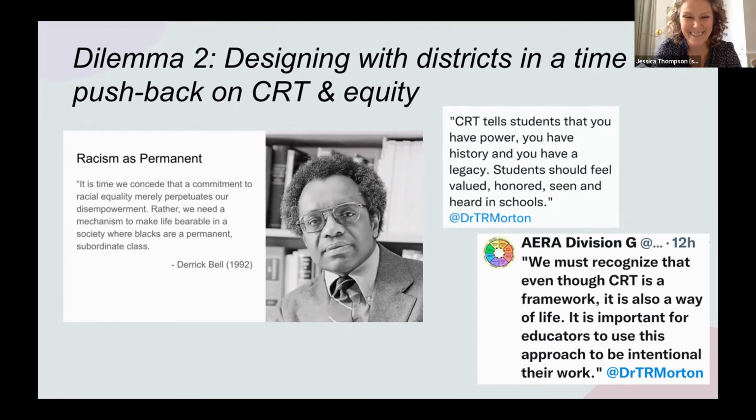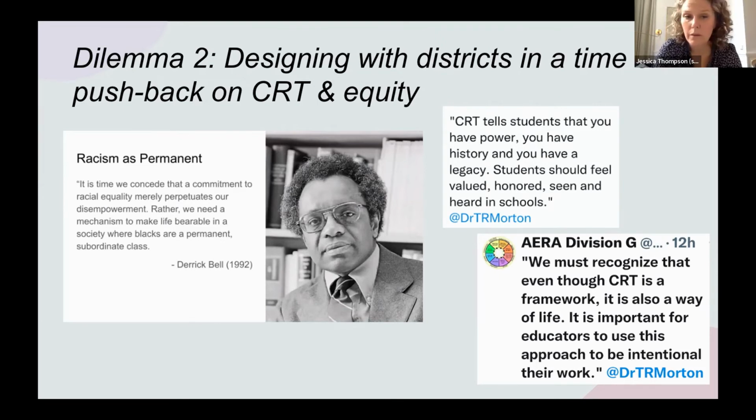There are also downsides to working with districts, in part because of the time that we're living in, where there's a lot of pushback around culturally responsive teaching or around critical race theory. So part of what we talked about was, in those partnerships, being very real at the outset that we're going to accept this idea of racial realism, that racism is permanent. It's a part of the work that we have.